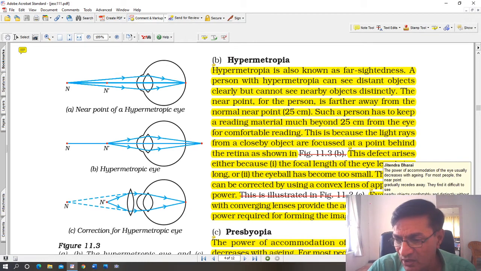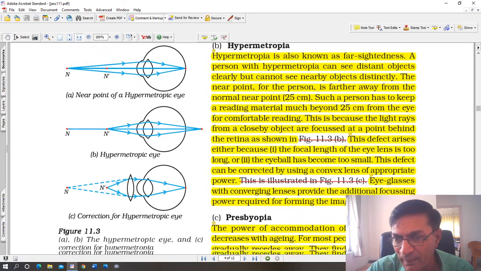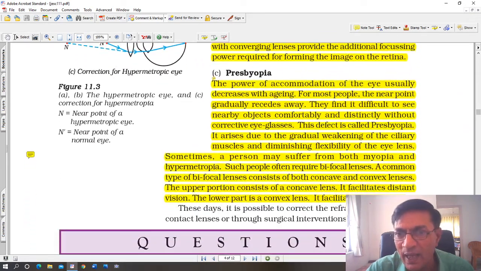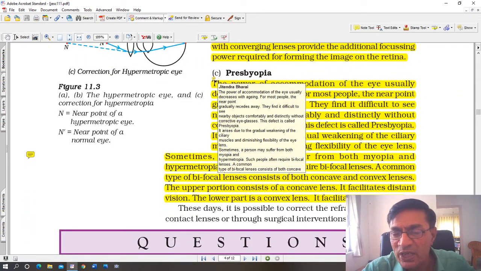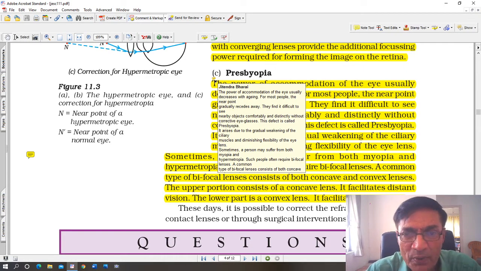Then the third type of defect of the human eye is presbyopia. In my PDF copy of this particular lesson, I have marked out the answers also. When I send these copies, my personal notes, to all those students who are very serious, and I have marked those students, they can study better. Some students are simply not doing anything.